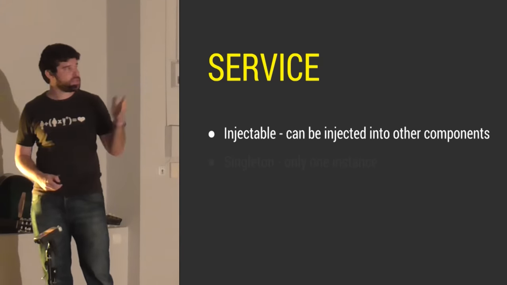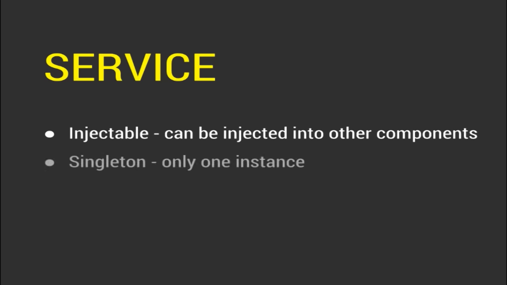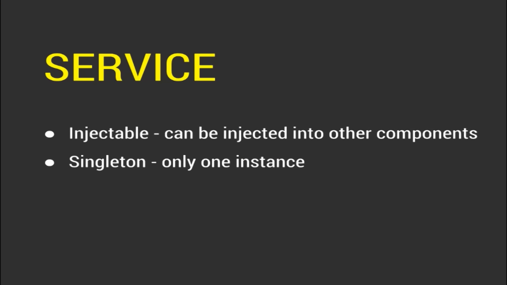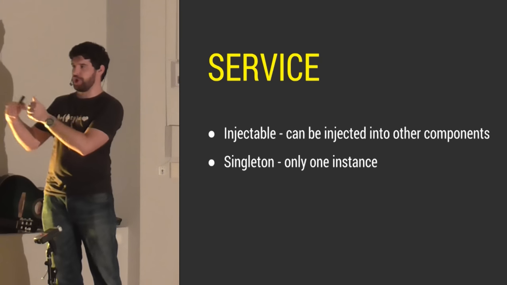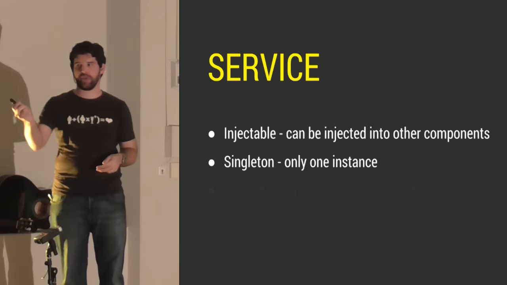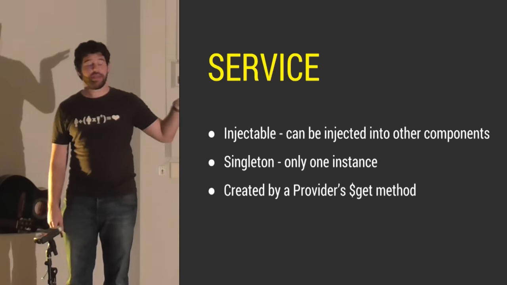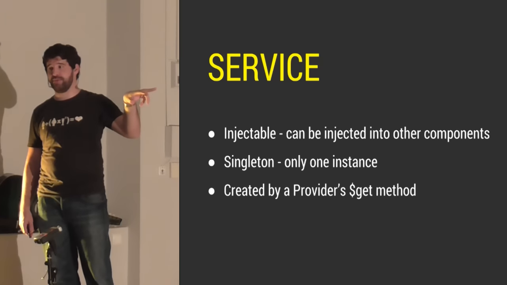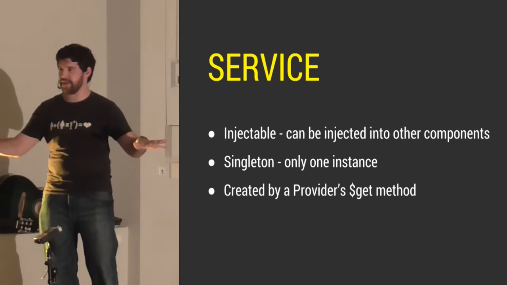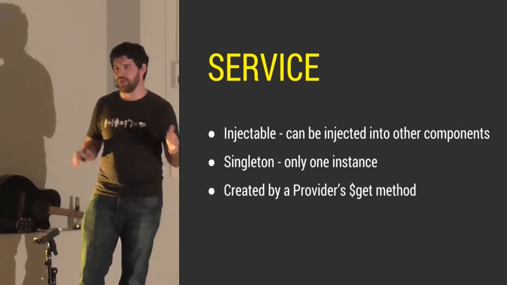So we talked about it. It's injectable, can be injected into other components. It's a singleton, okay? So it means that there's only one instance. When you define it, you can't rely on it to be multiple instances with every instance having its own state, okay? So it's only one instance. So it's good for sharing stuff or caching stuff or sharing between components, but you can't rely on new instances. It gets created by a provider's get method. Okay, so this is, I know, a big statement, especially for people who don't know Angular.